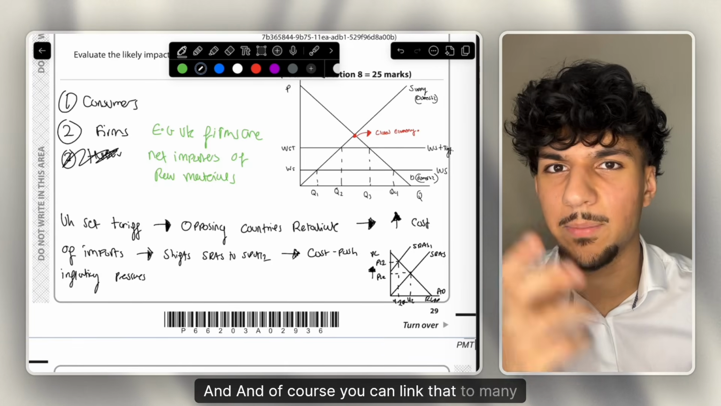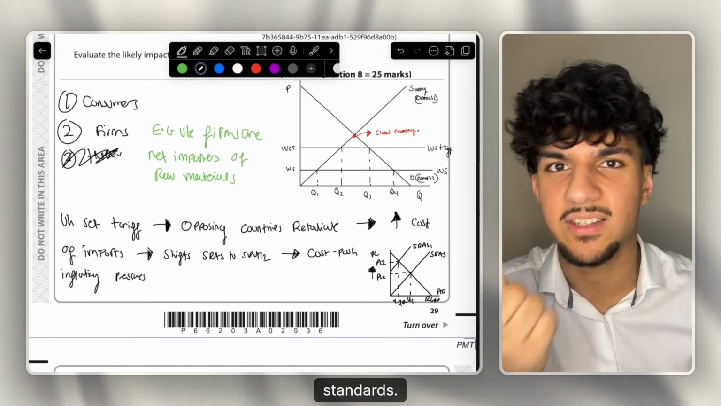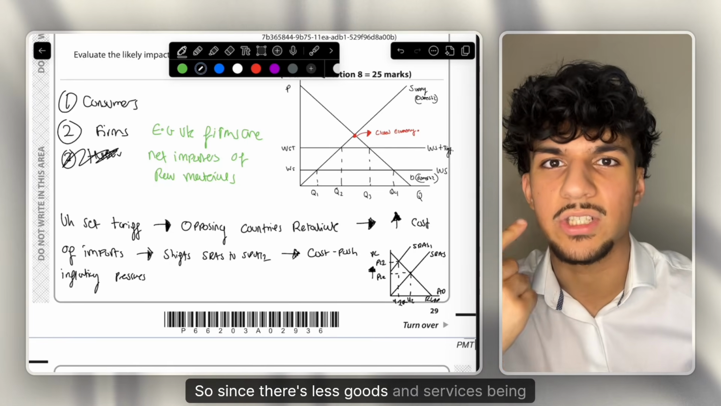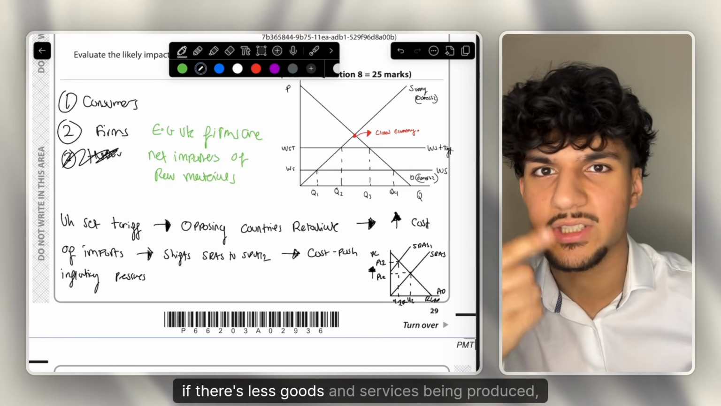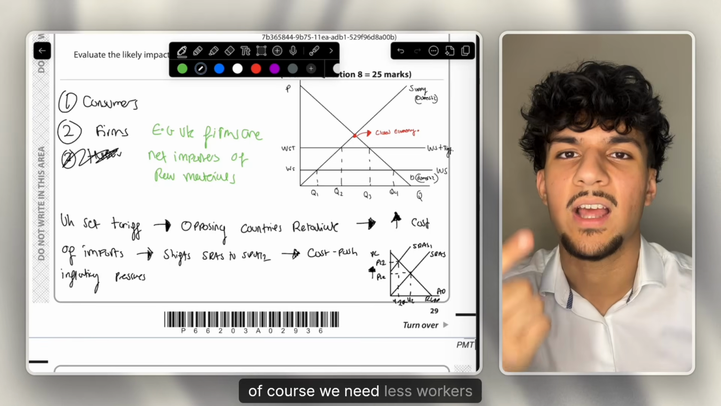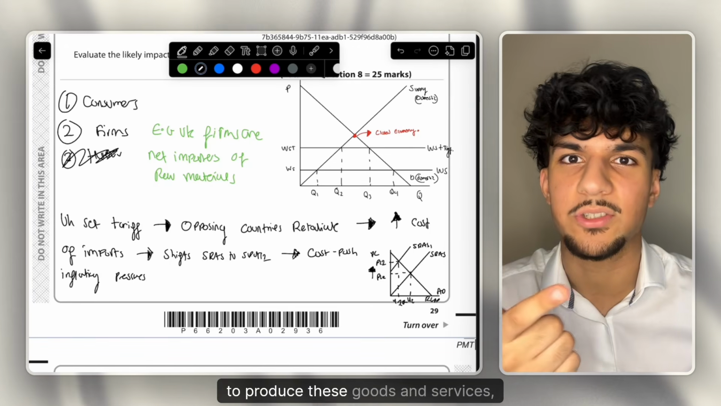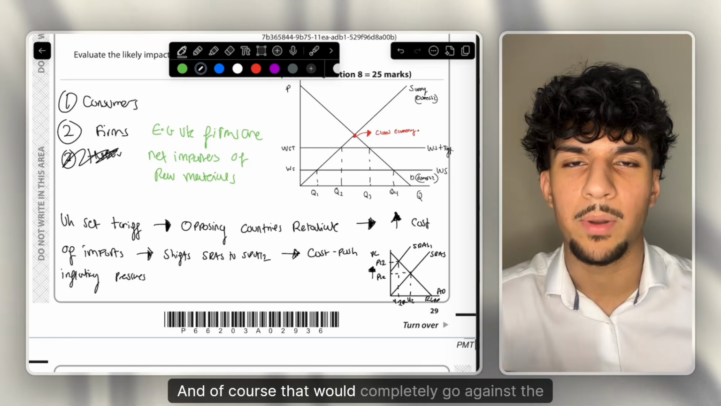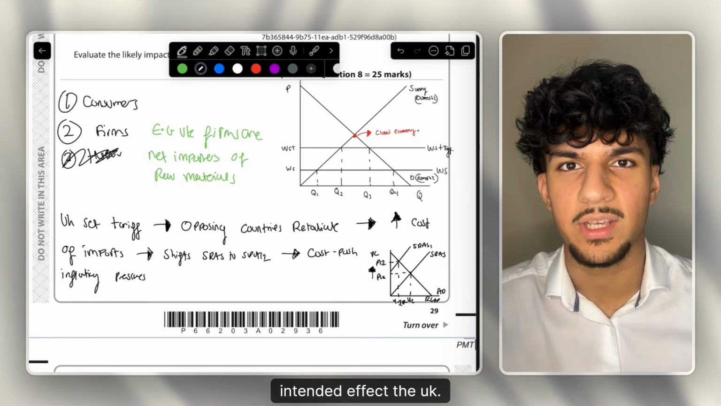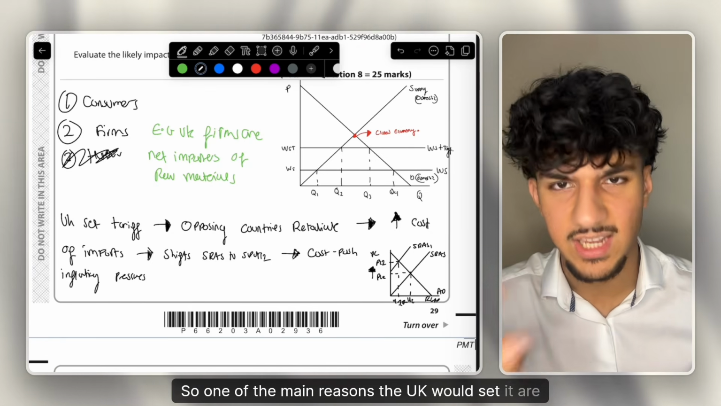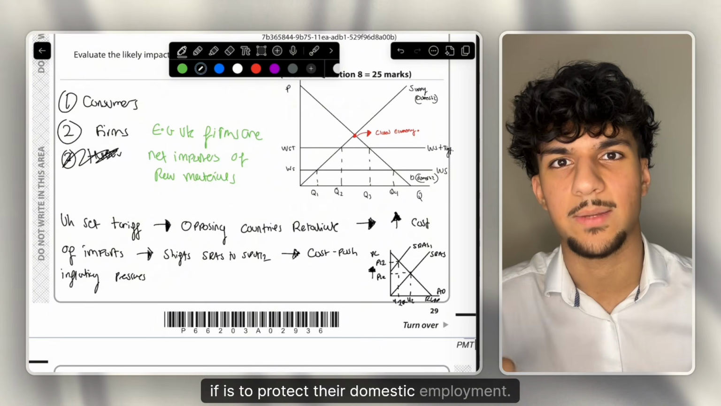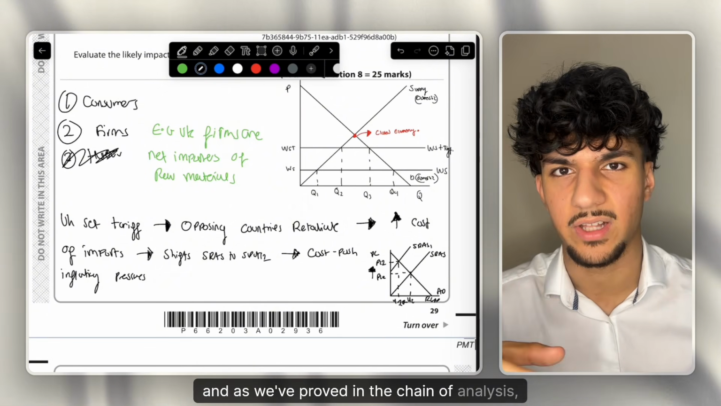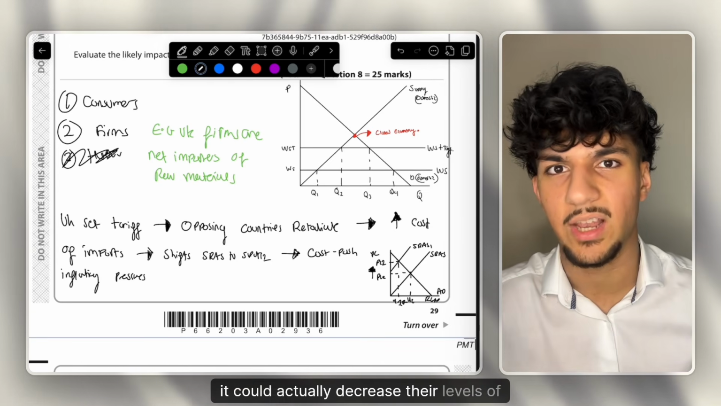And of course, you can link that to many things. You could say this leads to lower living standards. You could say it decreases the level of employment in the UK since there's less goods and services being produced. If there's less goods and services being produced, we need fewer workers to produce them, thus decreasing the derived demand for labour. And that would completely go against the intended effect of the UK. One of the main reasons the UK would set a tariff is to protect their domestic employment, whereas in reality, as we've proved in the chain of analysis, it could actually decrease the levels of employment.